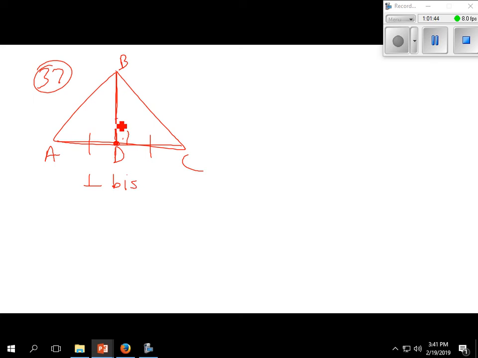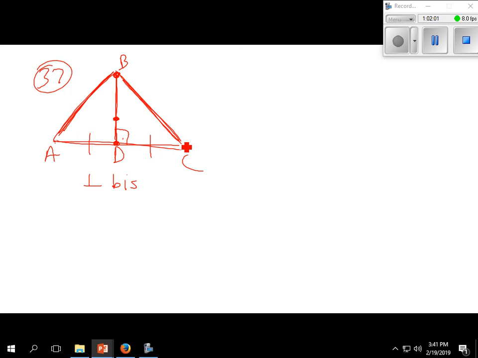We had a theorem that said any point that falls on that perpendicular bisector has to be the same distance from point A as it is from point C. Well, B is on that perpendicular bisector, so that's telling me that this segment AB has to be the same length as segment BC.